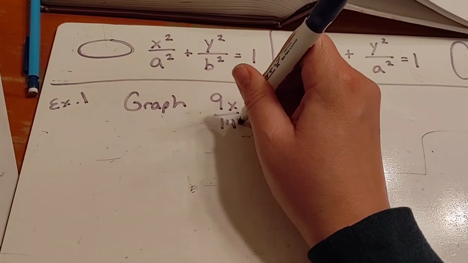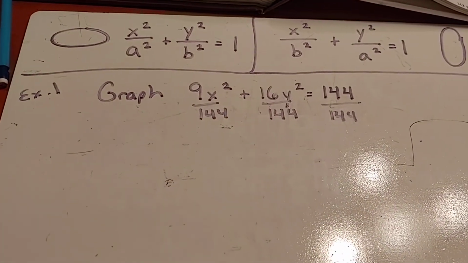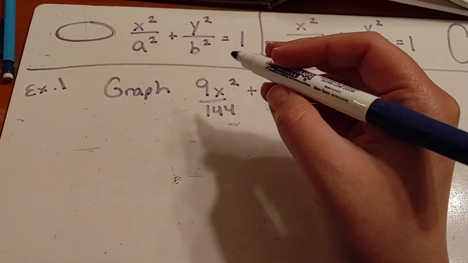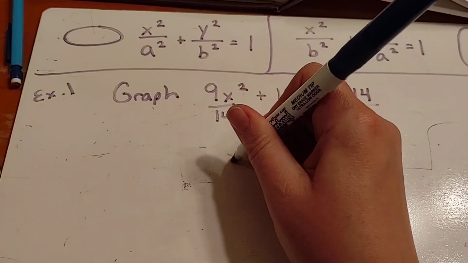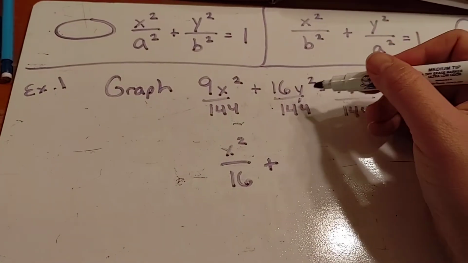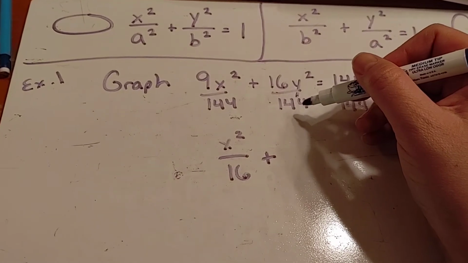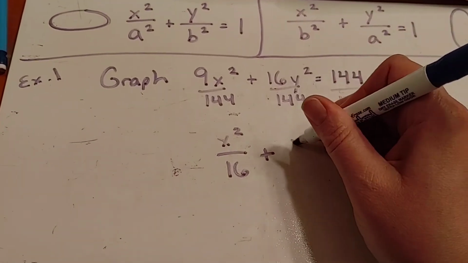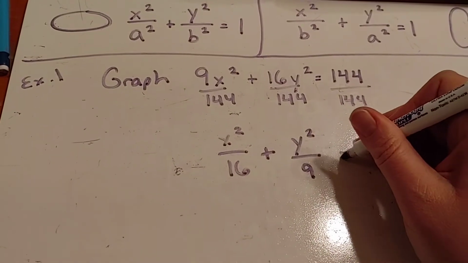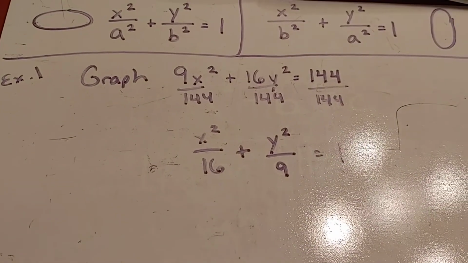That means I have to divide each term by 144. 9 over 144 is going to actually simplify to 1 over 16. So I can just write that as x squared over 16 plus 16 over 144. That'll simplify to 1/9. So that's y squared over 9 equals 1. All right, now it's looking like an ellipse.